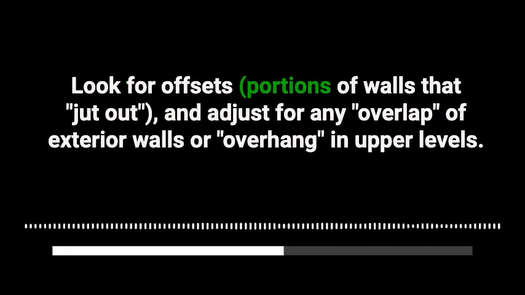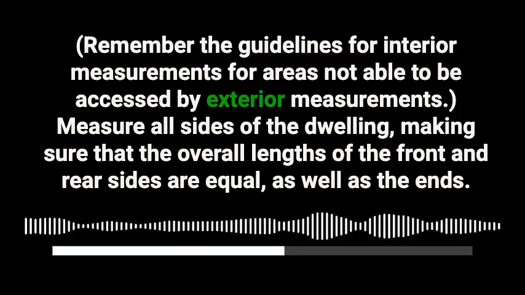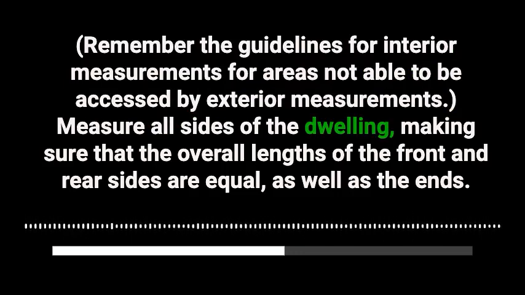Measure living area and other area, but identify them separately on your sketch. Look for offsets and adjust for any overlap of exterior walls or overhang in upper levels. Measure all sides of the dwelling, making sure that the overall lengths of the front and rear sides are equal, as well as the ends.